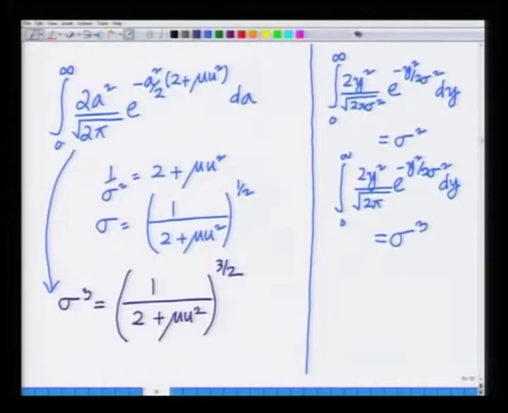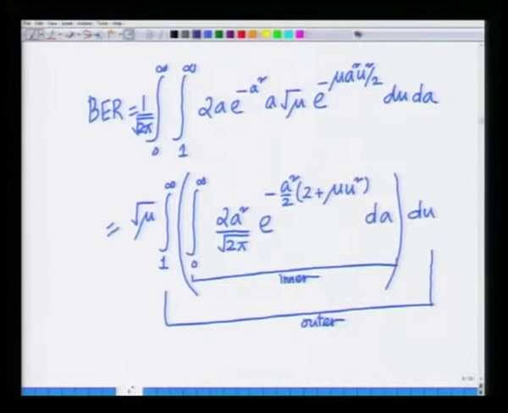So, we said this inner integral, which we have simplified using this relation here on the right, is simply sigma cube, but sigma is nothing but 1 over 2 plus mu u square to the power of half. Hence, sigma cube is 1 over 2 plus mu u square to the power of 3 by 2, and that is the value of this inner integral. Now, going back to our original integral, this inner integral has now been evaluated.